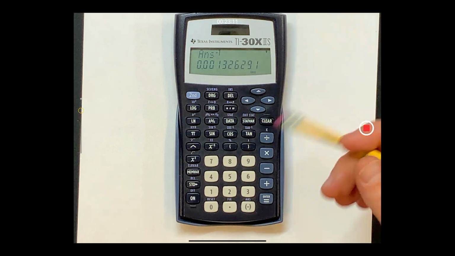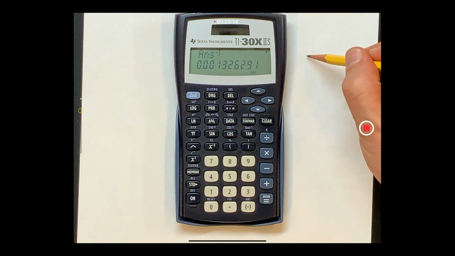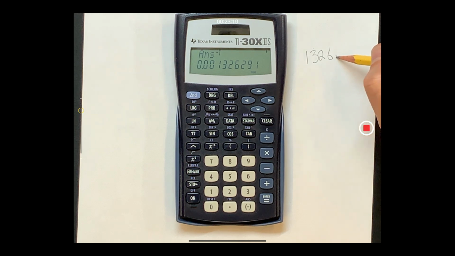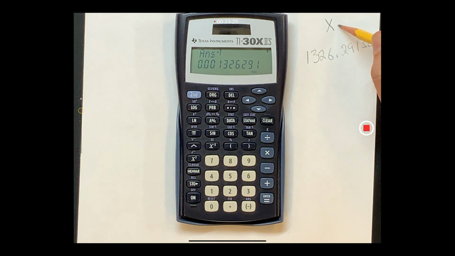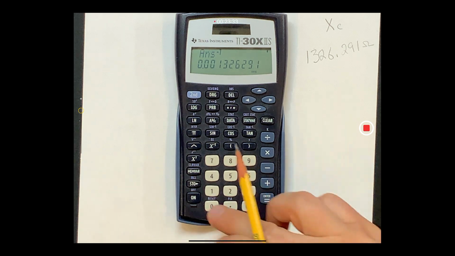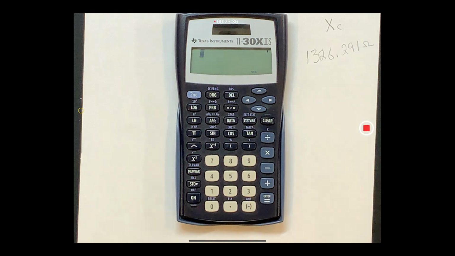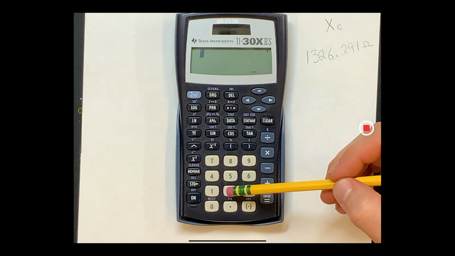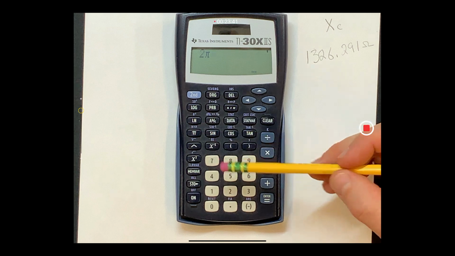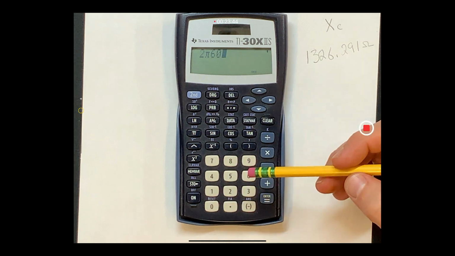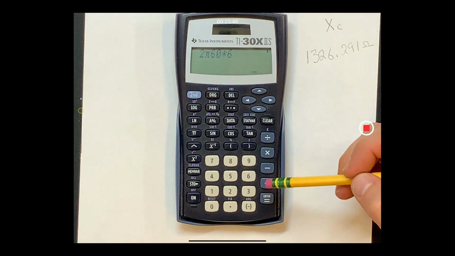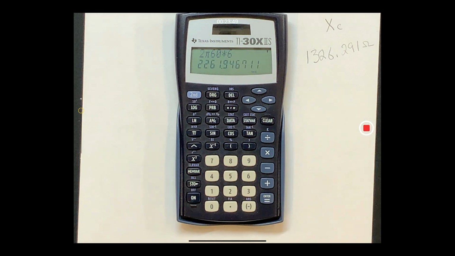Okay? So then if I change this, let's just write this down here real quick. If we say it is 1,326.291 ohms of capacitive reactance for a 2 microfarad capacitor, let's try the 6 microfarad capacitor. So same formula, 2 pi, I'm going to use a frequency of 60 hertz times 6, and I hit the equals button.